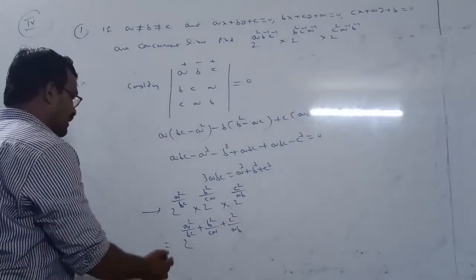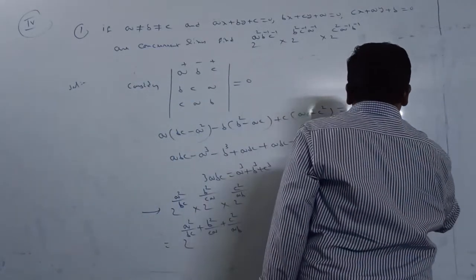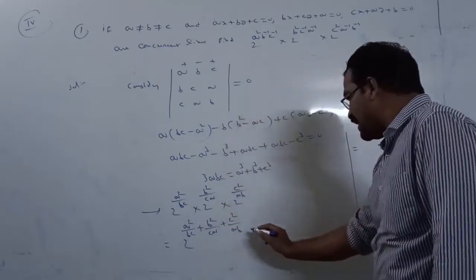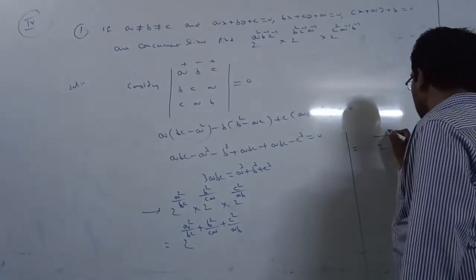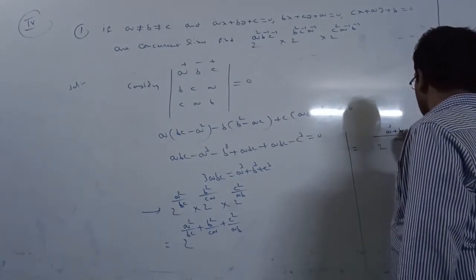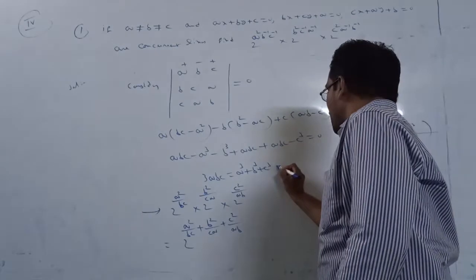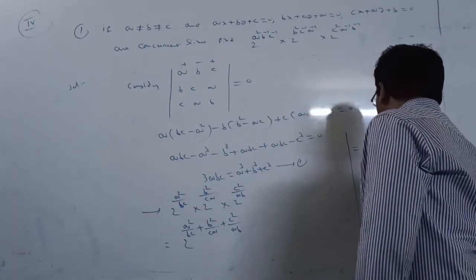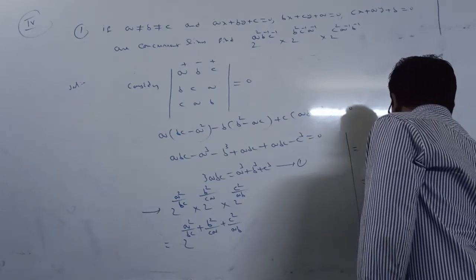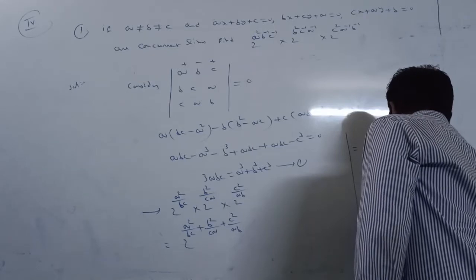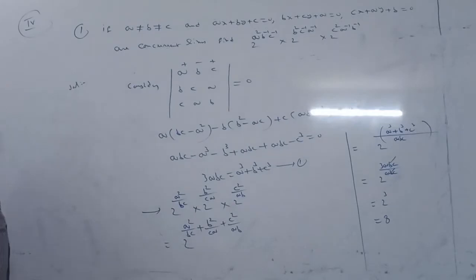Next, take LCM in the power. So bc, ca, ab, LCM means abc. Obviously we get a cube plus b cube plus c cube. But a cube plus b cube plus c cube is nothing but 3abc. So 2 power 3abc by abc. abc gets cancelled, 2 cube. 2 cube is 8. So we get 8 for this statement.